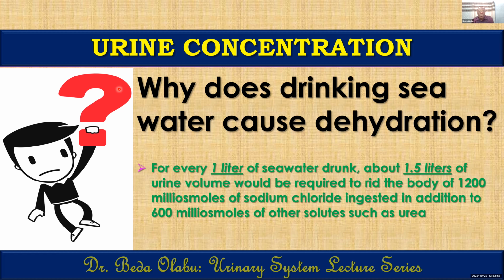The 1.5 comes from the fact that the 0.5 was already obligatory, which we have to eliminate anyway because of the 600. So the 1 liter of urine is the extra. In simple terms, if seawater has an osmolarity of 1,200 milliosmoles per liter, then for every 1 liter of seawater, you will have to produce 1 liter of urine. But remember, there are also the solutes already in the body that require 0.5 liters. So that's why we get 1 liter plus 0.5, which is 1.5 liters. So for every 1 liter of seawater that you drink, you must eliminate 1.5 liters of urine. And so, of course, you understand why this causes dehydration.